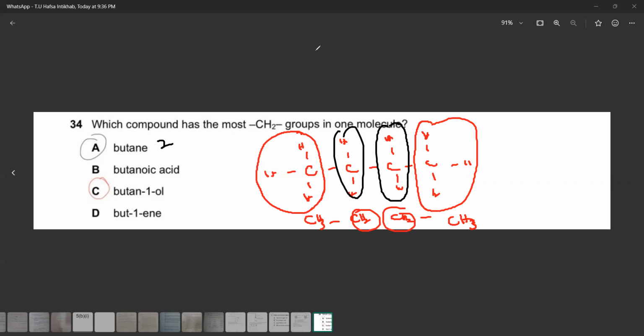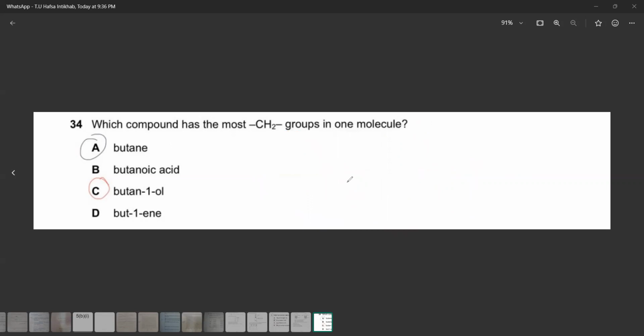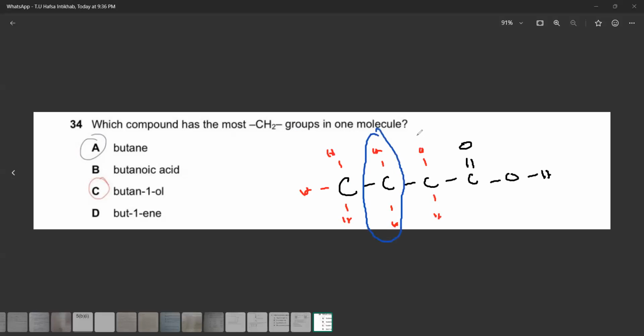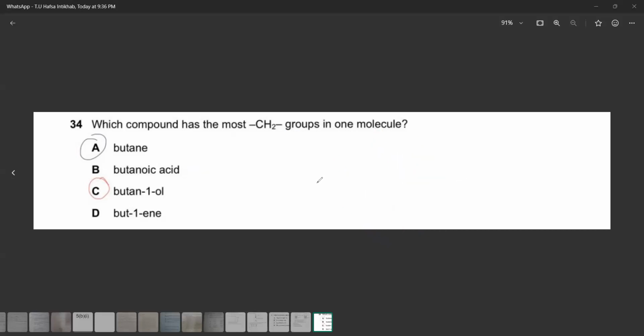In butanoic acid, this will be the structure of butanoic acid. How many CH2 groups are there? This is one CH2 group and this is another CH2. Also 2. Then butan-1-ol. But means 4 carbon and 1-ol means OH attached with the first one.